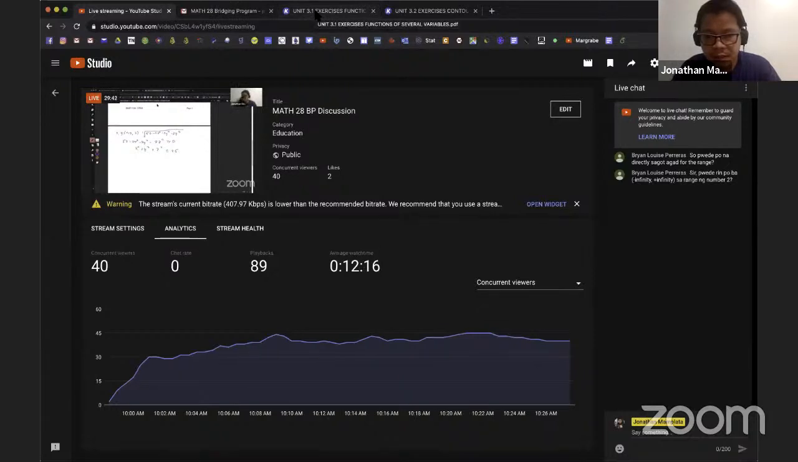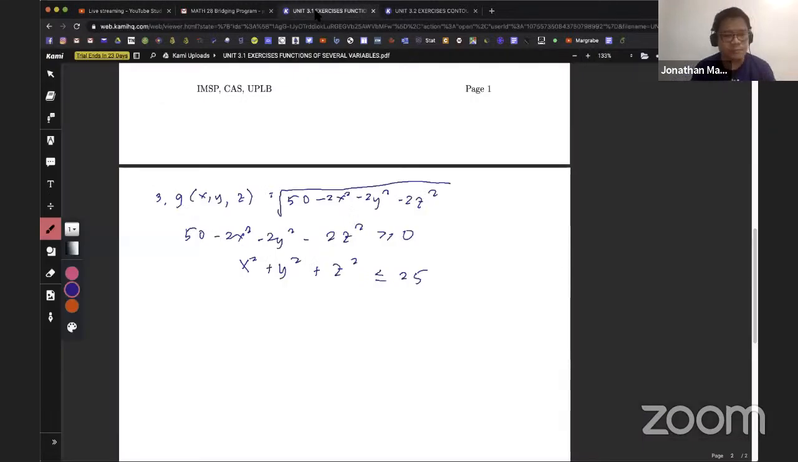I'll answer Brian's question on YouTube. Okay. The graph of this is a sphere of radius 5 units with center at the origin. Okay. And since we don't have a strict inequality, since this is less than or equal, we consider the surface of the sphere in the domain.